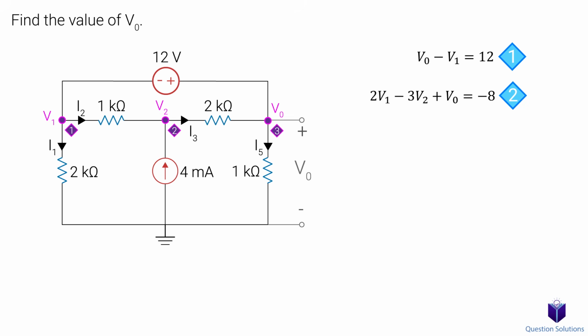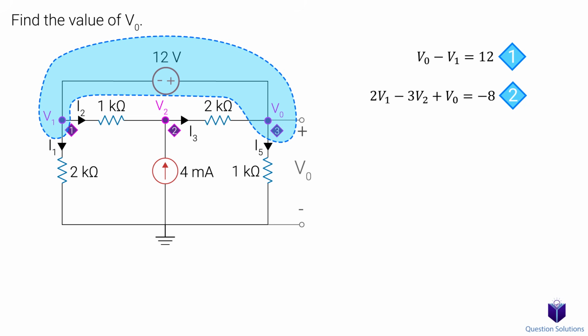Assume that we create an imaginary boundary like this. Notice how it covers node 1, node 3, and our power source. Now remember, KCL must hold true even for a surface like this. This boundary we created is called a supernode. So we're going to write a KCL equation for it. Let's go through it step by step.